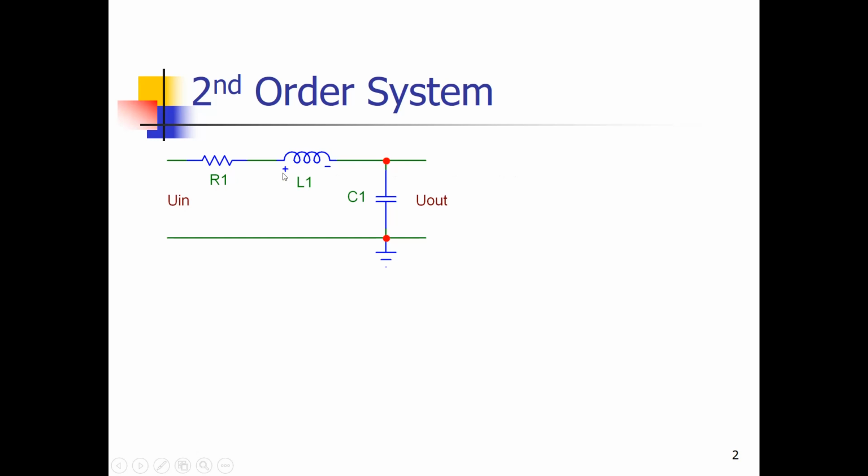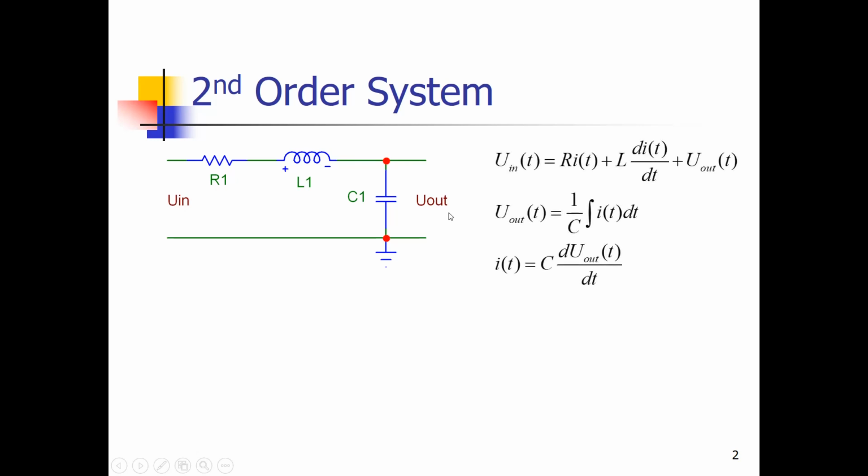an RLC network. In that network we have an input voltage, U in, and we have a voltage over the capacitor, which is U out. And we want to derive the differential equation. Well, what we could do is use one of Kirchhoff's laws, and we could say the input voltage equals the voltage over R1 plus the voltage over L1 plus the voltage over C1.